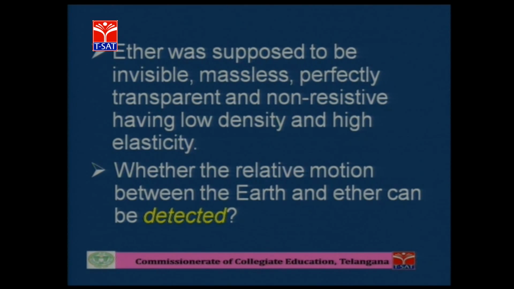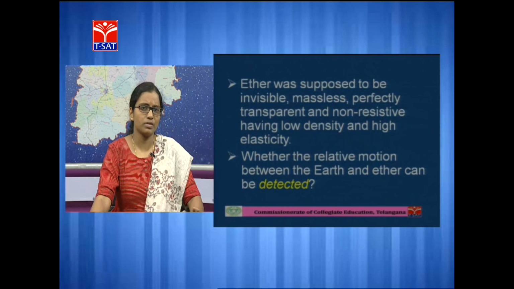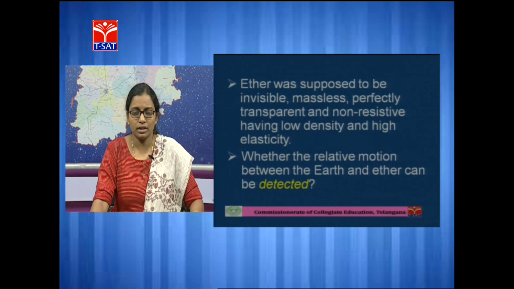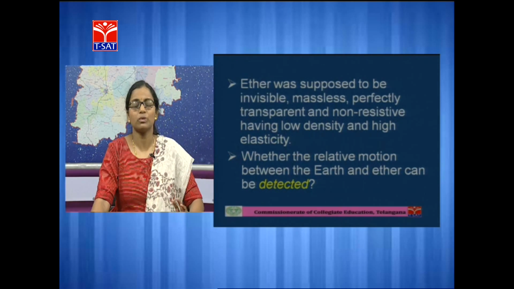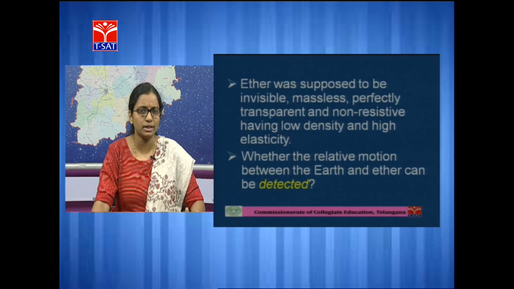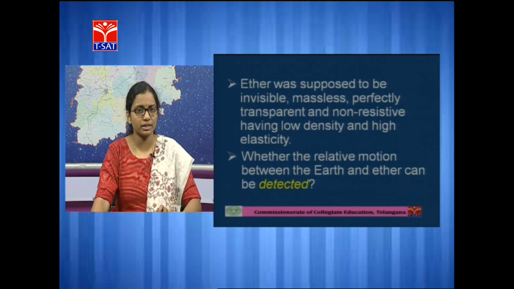So how have the scientists predicted it? The ether was supposed to be invisible, massless, perfectly transparent, always non-resistive, and of low density and high elasticity, and it was proposed as the ether medium. So we have to know now whether the relative motion between the earth and the medium, which is termed the ether, can be detected.